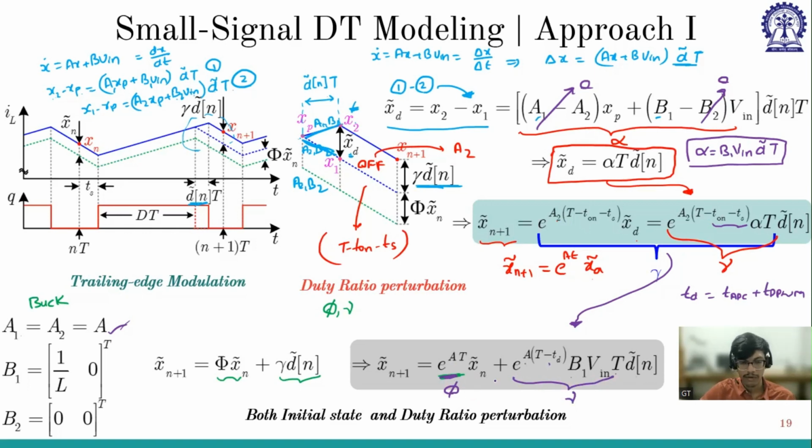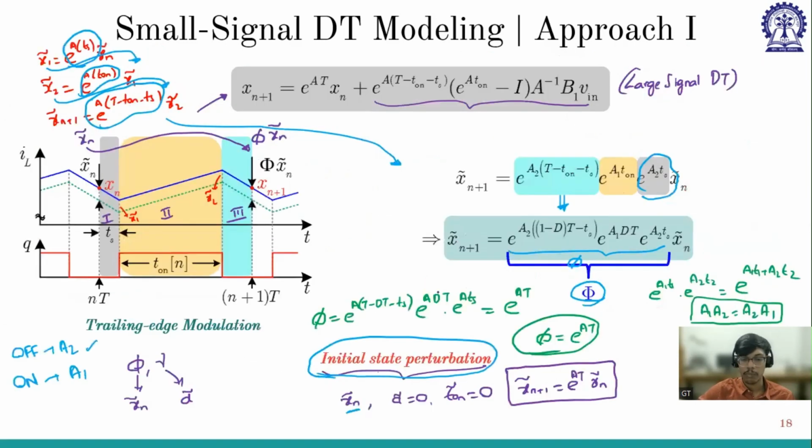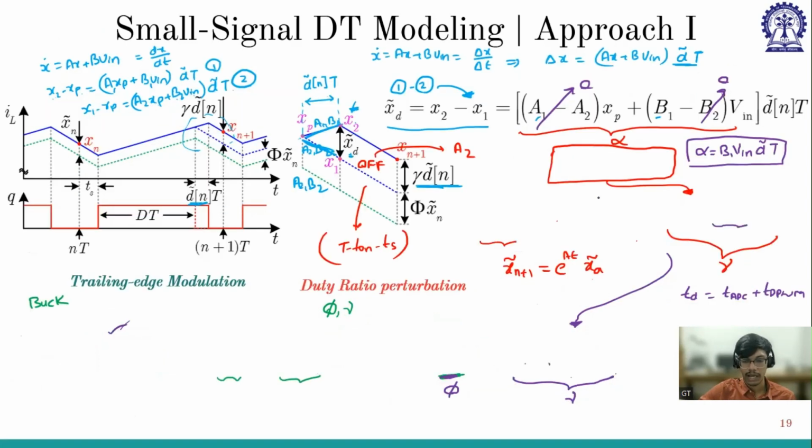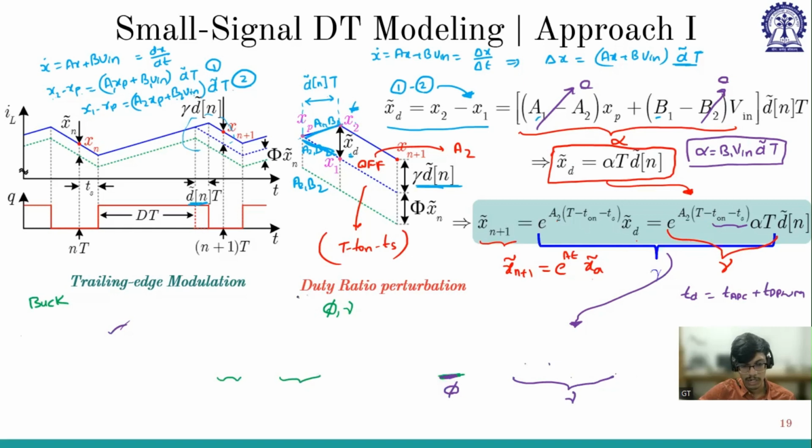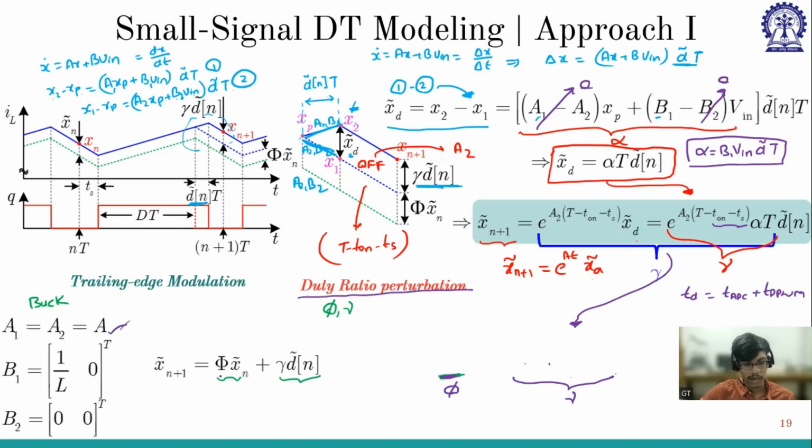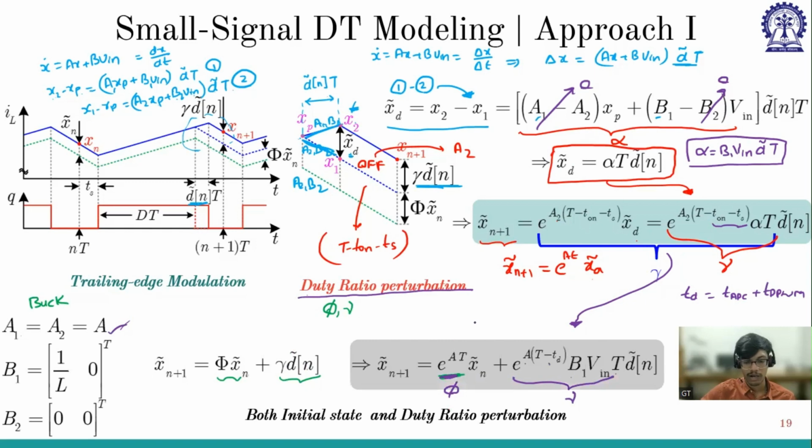So to summarize what I have done in approach one. In the first part, I am doing initial state perturbation. I'm perturbing only the initial state and I have defined this as phi. In the second part, I have obtained gamma, which is the duty ratio perturbation. Now using the superposition theorem, I'm combining both of them for a buck converter. I have got this expression, the small signal DT model. And why I'm going to small signal is that I'll be using it to design the controller next week.